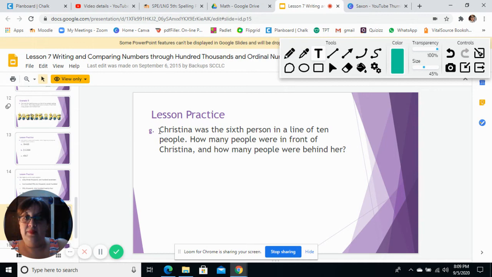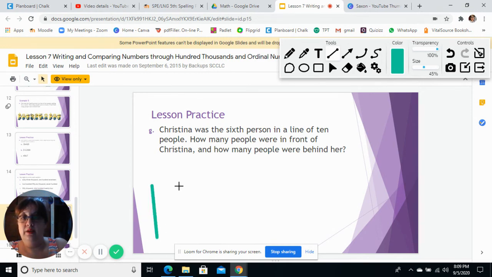And G. Christina was the 6th person in line of 10 people. How many people were in front of Christina and how many people were behind her? All right, let's do this with our drawing tool. We're going to make lines to represent people. We know there are 10 people, so we're going to make 10 lines.